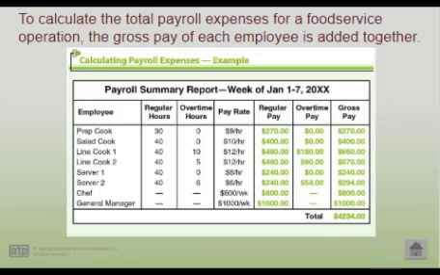Payroll expense is the expense of an operation that includes any money paid to an employee who performs work for the operation. Employees are paid on either a salaried or hourly basis. A salaried employee is paid based on a fixed amount of money. An hourly employee is paid based on hourly wage multiplied by the number of hours worked.